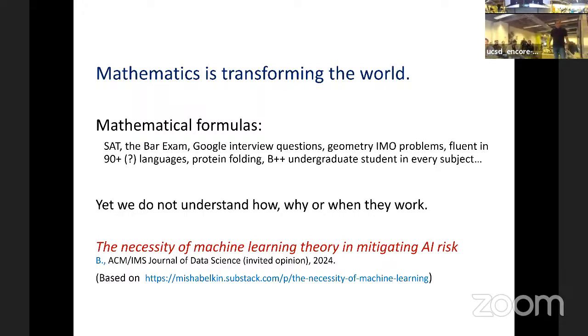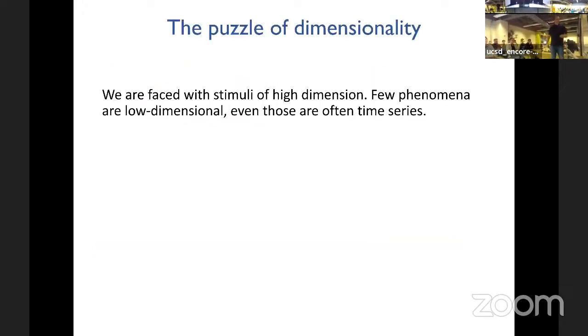I wrote a kind of short note about this, arguing that if we want to have any sort of control over the system, in terms of safety, controllability, interpretability, we basically have to understand the theory of machine learning. So, what is the puzzle of dimensionality here? I think it is a central question for such a theory to exist.